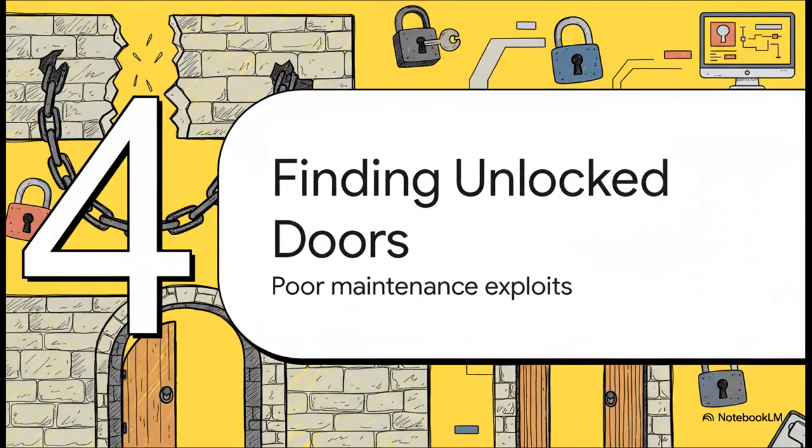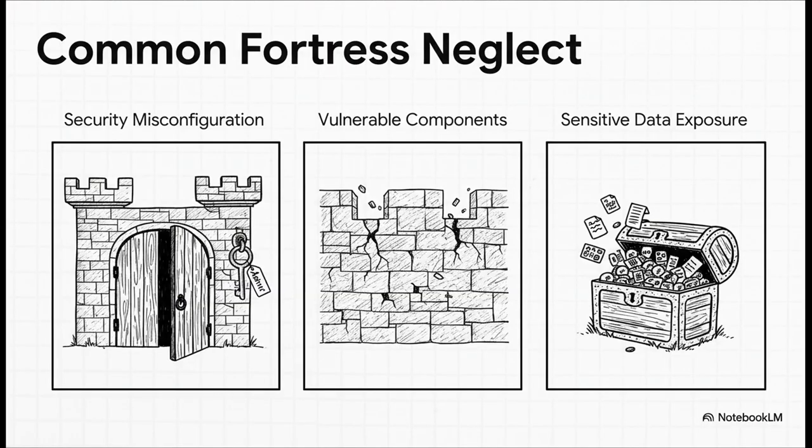Sometimes attackers don't even need to be all that clever. They don't need tricks or stolen keys. Sometimes they win because the people who built the fortress just left a door unlocked or a window wide open. This whole section is about bad maintenance and simple preventable mistakes. And these are some of the biggest, most common offenders.